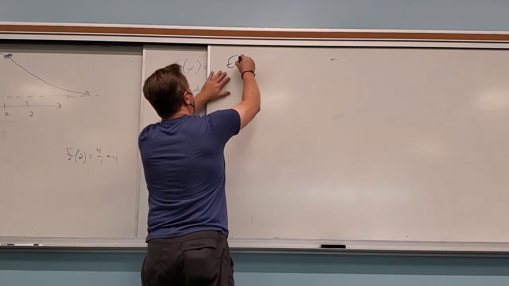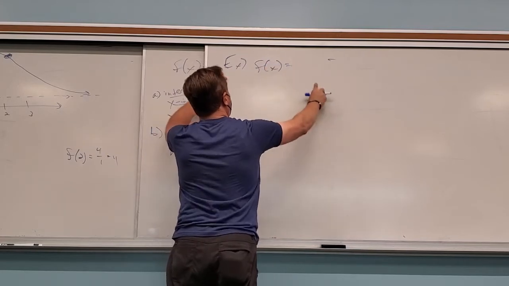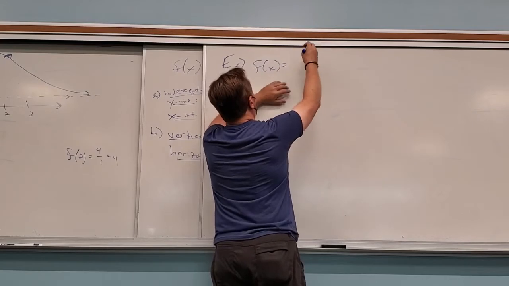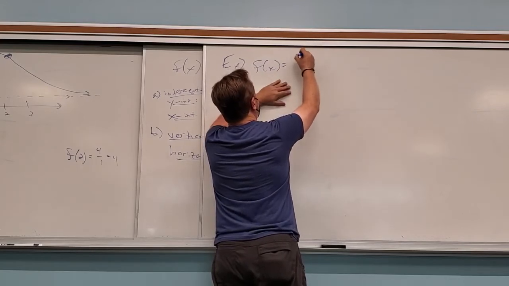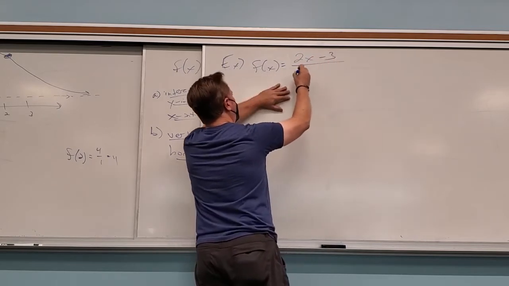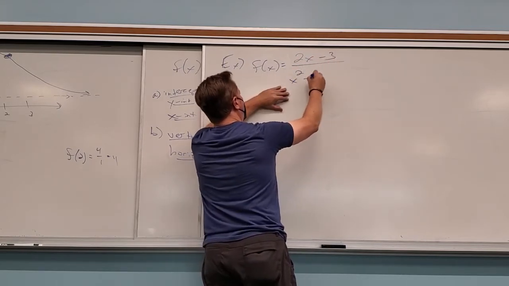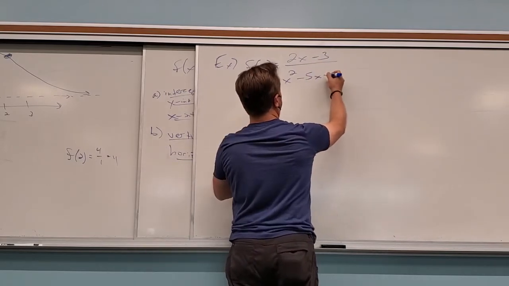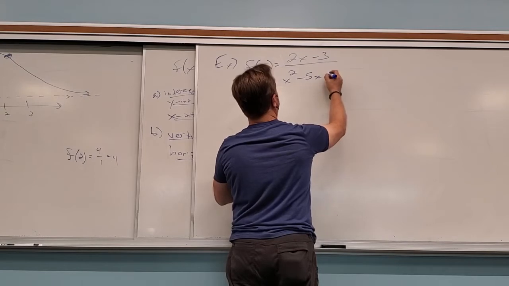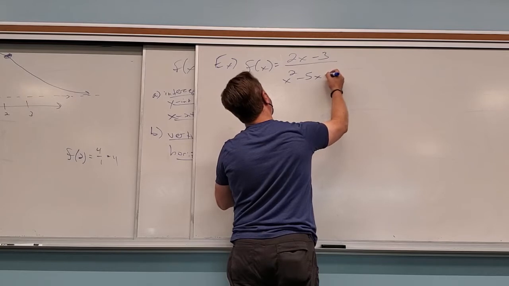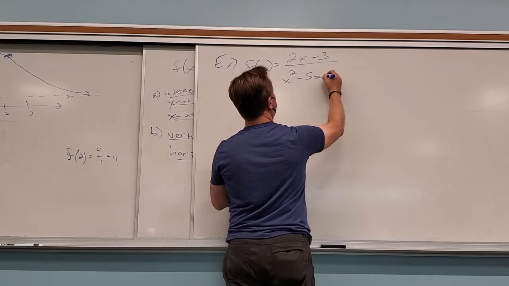Let's see. Yeah, let's do 2x minus 3 over x squared minus 5x minus 6. Yeah, let's do that.